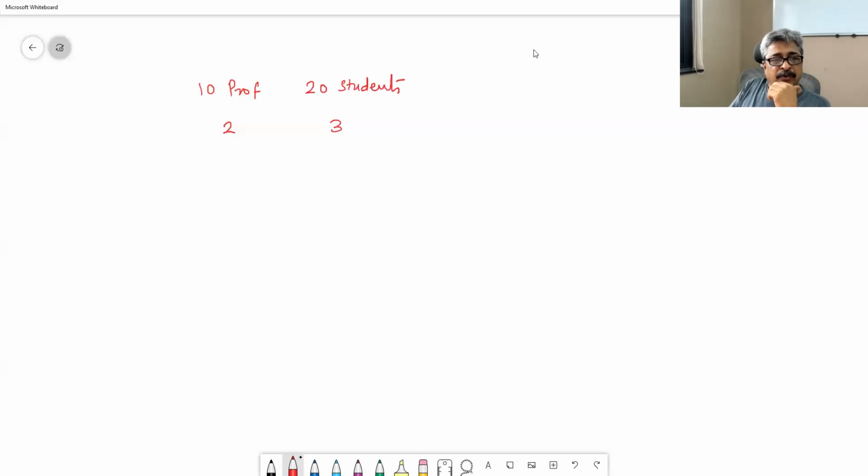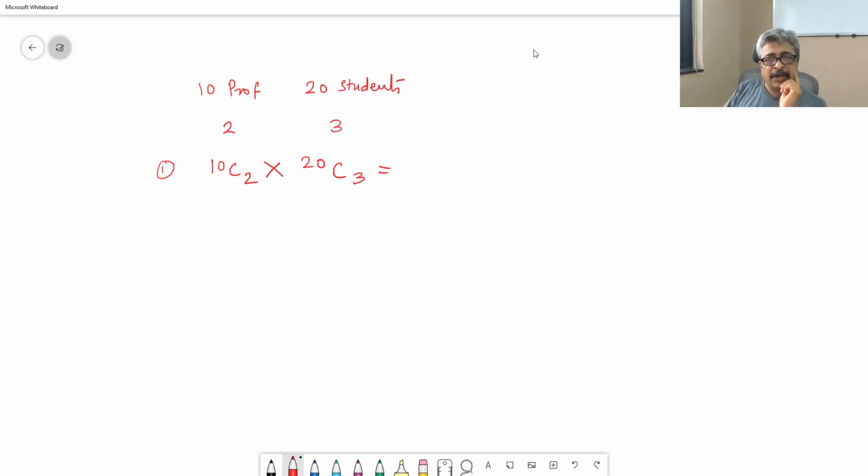So it was straightforward. Question 1: in how many ways can you form a committee of 2 professors out of 10 professors and 3 students out of 20 students? Simple. You can choose 2 professors out of 10 by 10 choose 2 ways, and you can choose 3 students out of 20 by 20 choose 3 ways. This is English into mathematics.